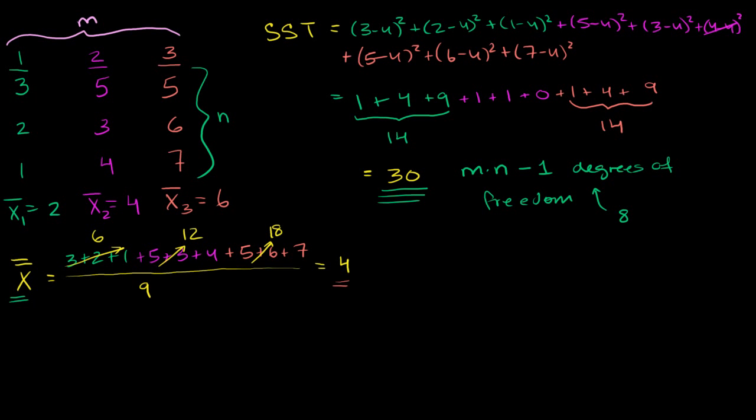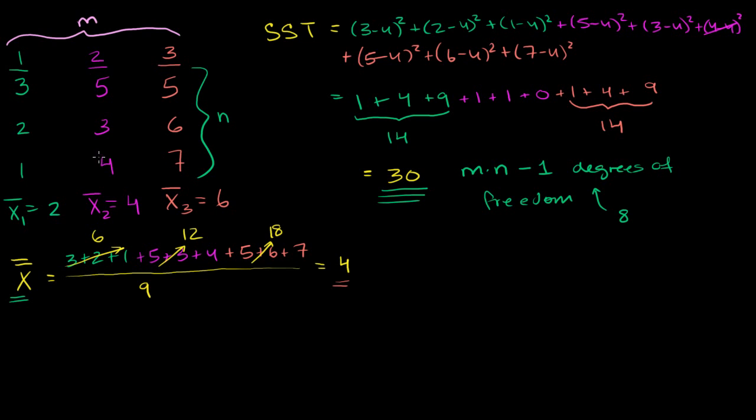In the last video, we were able to calculate the total sum of squares for these 9 data points right here. And these 9 data points are grouped into 3 different groups, or if we want to speak generally, into m different groups. What I want to do in this video is to figure out how much of this total sum of squares is due to variation within each group versus variation between the actual groups.